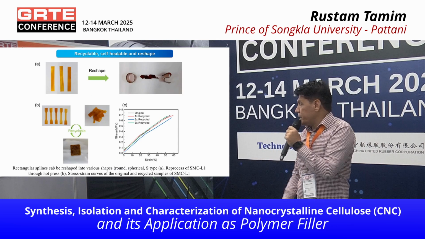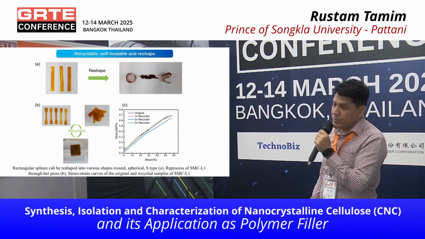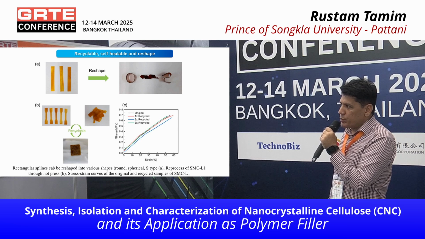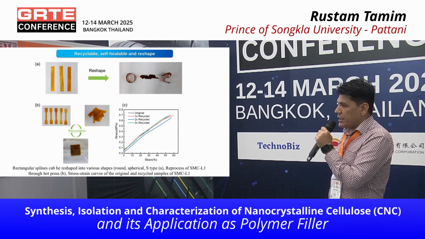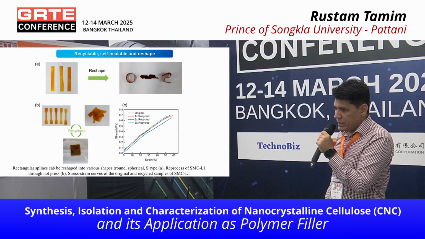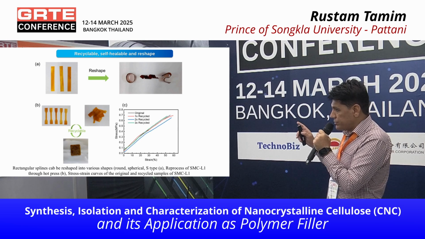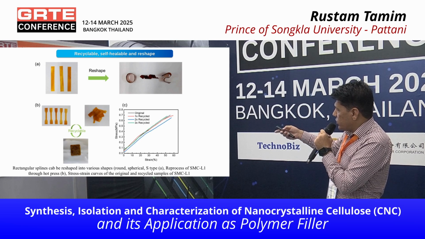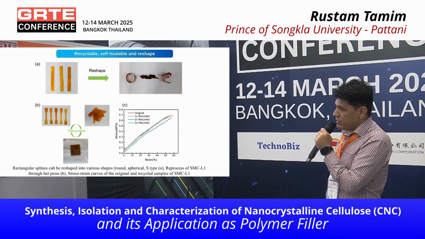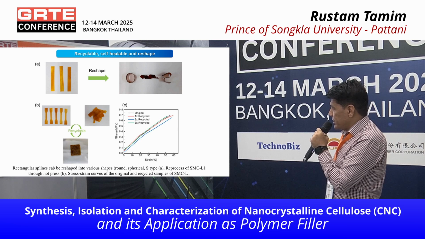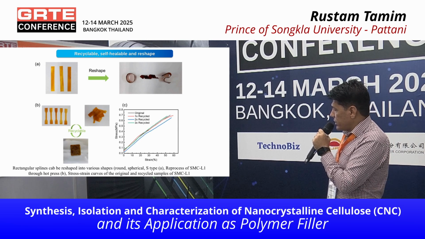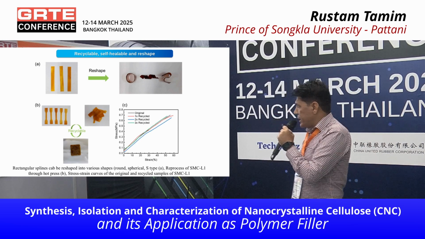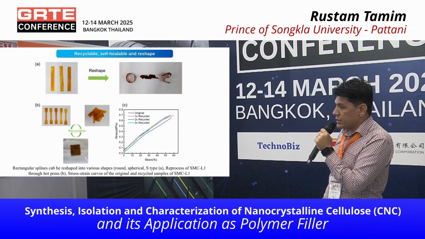To make recyclable and self-healing rubber. We are using this nanocrystalline cellulose in the rubber to make it recyclable and self-healable. And this is the publication of that. So it works. If you see the first, second, third, or the original one, the property is the same. No change. It means this nanocrystalline cellulose works as a filler in the polymer to make it recyclable and self-healable rubber.